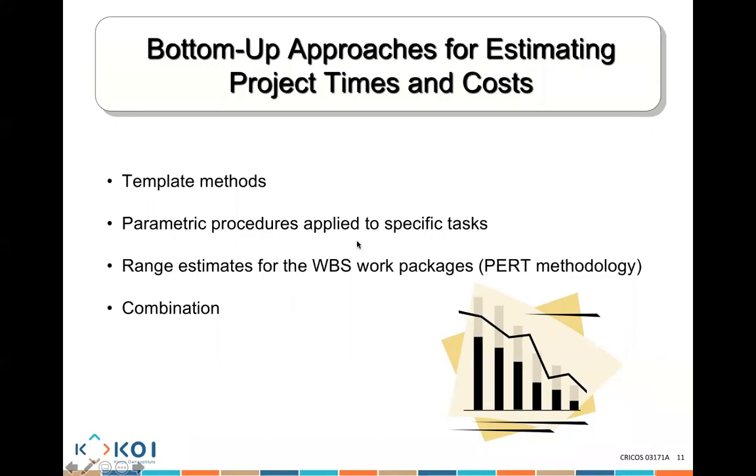You basically use parametric procedures, which is similar to what we spoke about as the ratio method and the top-down approach to estimation. For range of estimation, we calculate an optimistic calculation, a pessimistic calculation, and a most likely calculation. And those calculations, we actually use them to try to get our correct estimation of how long something is going to take or how much it is going to cost. There's also a combination. You might be using more than one method together to create your estimation.